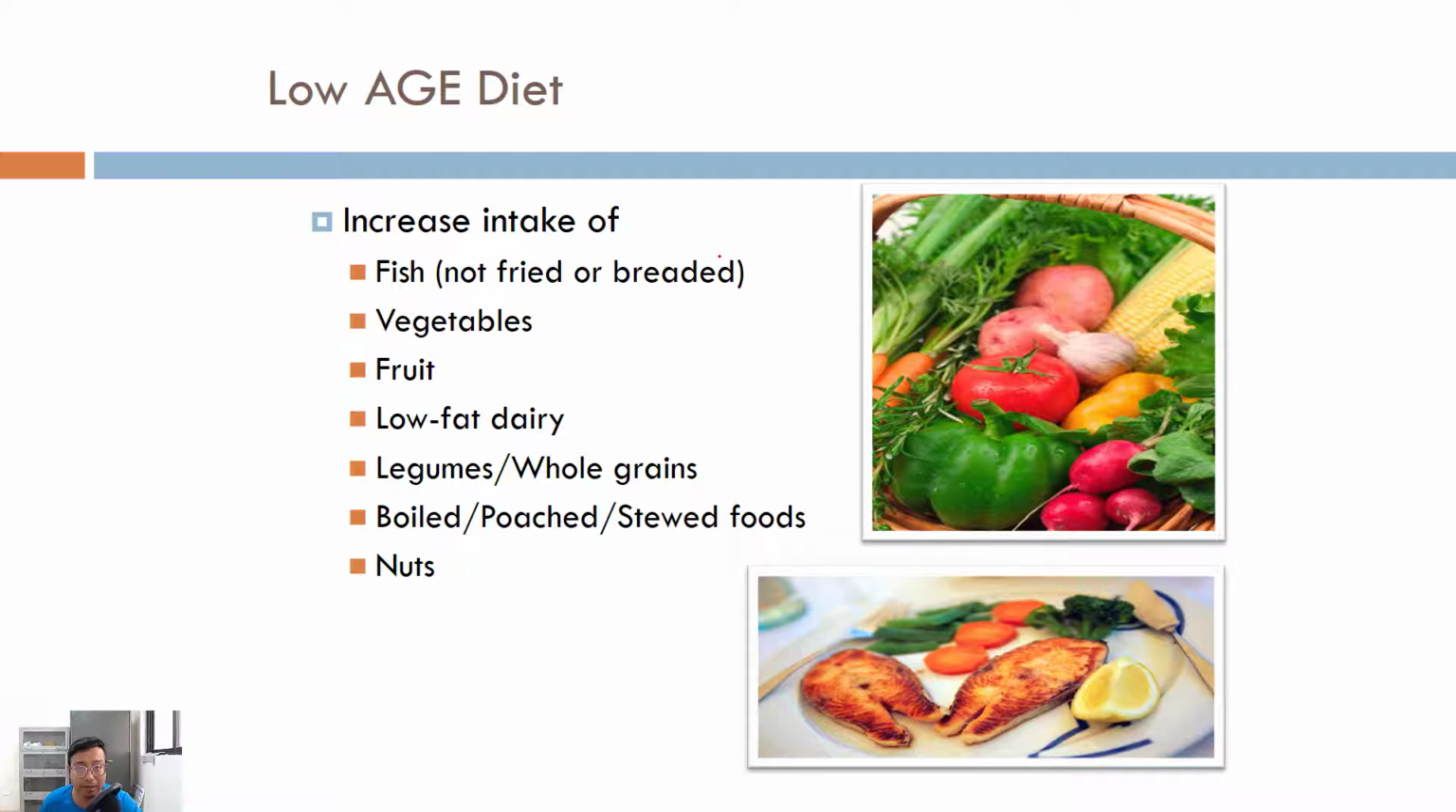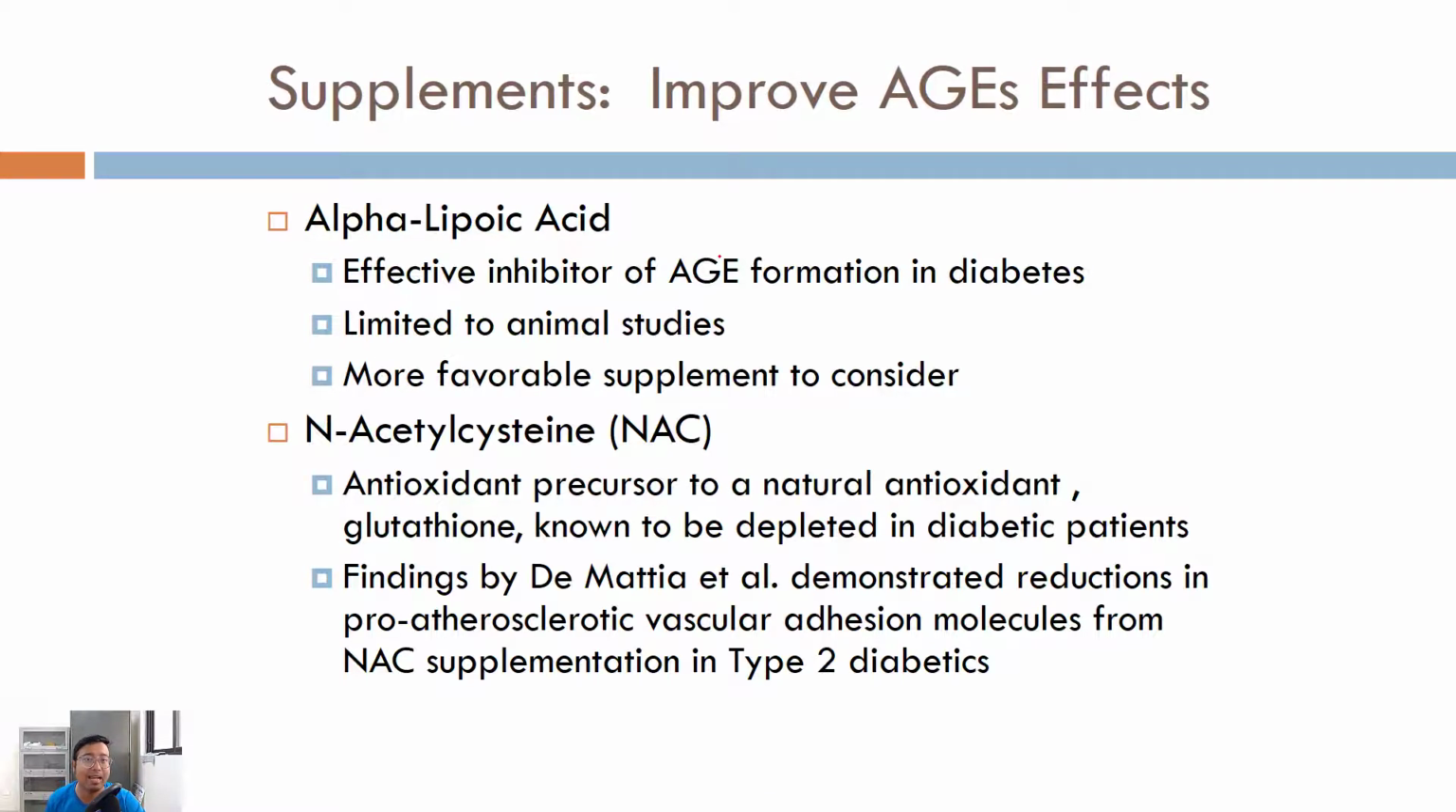They will definitely lessen the formation of advanced glycation end products, and these are the foods suggested for diabetes patients. The reason being, they lower the formation of advanced glycation end products. So apart from dietary intervention, what we can provide as a dietary supplement is alpha lipoic acid and acetylcysteine.